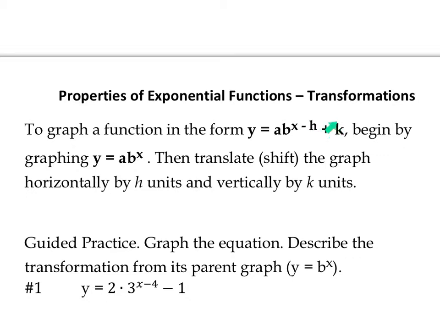And we're going to see that in order to graph this, we're going to go back to just looking at the y equals ab to the x. And then we're going to understand how that h and k just shift the graph, translate it left and right by h units, and then up or down by k units, depending on the signs of those. And we're going to talk about that here when we see some examples.